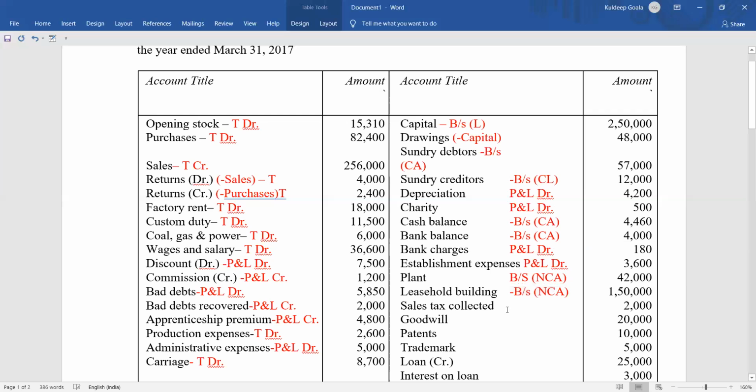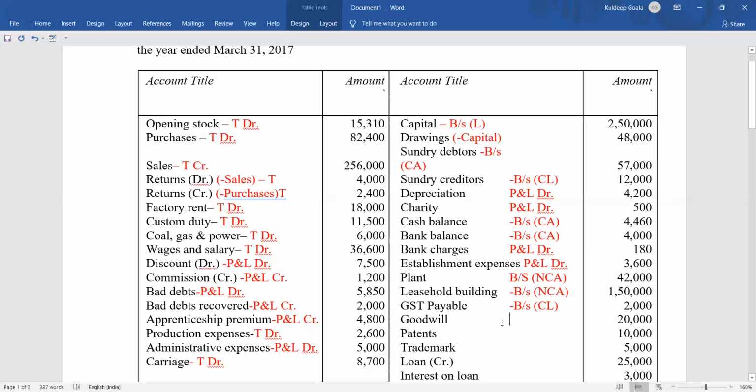Then coming to the next one, sales tax collected. Sales tax collected means we are liable to pay it to the government. The tax that we collect, we have to pay it to the government. Actually the sales tax has now been replaced with GST, so better we write GST collected. GST we have to give, so it will remain as our current liabilities. Or you can better write GST payable. That will be better. It will be balance sheet current liability.